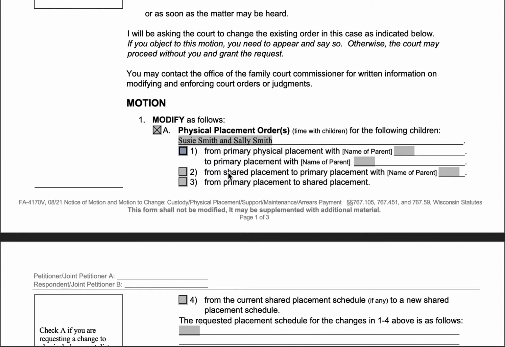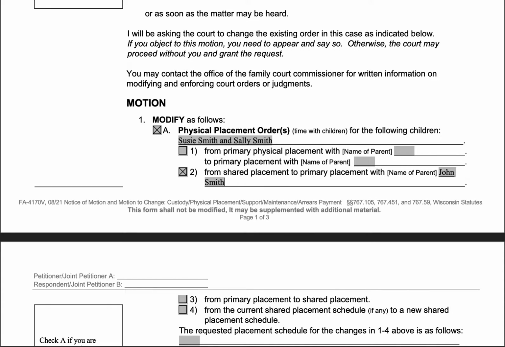So if your order says you have shared placement, and now you're wanting to have primary, so the kids live mostly with one parent, the parent with less time will now have less than 92 overnights in a year. That's going to be number 2. And then here you'll put the name of the parent who you want to now have the children live with.